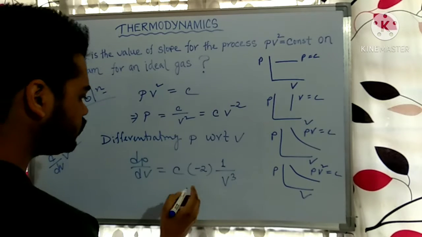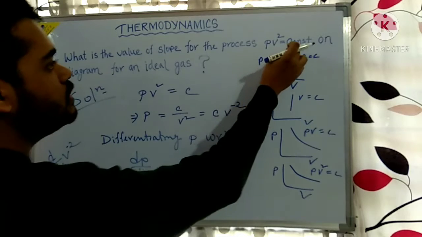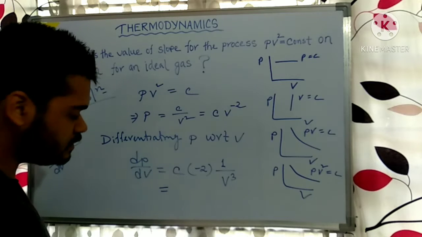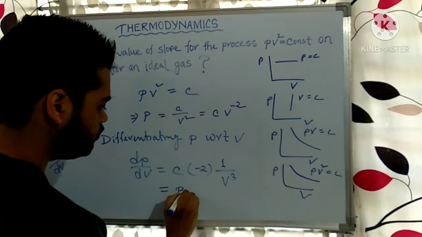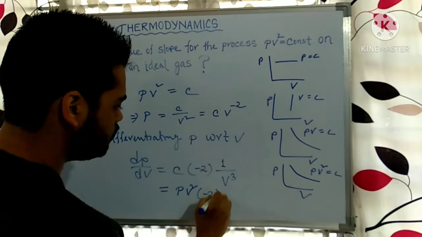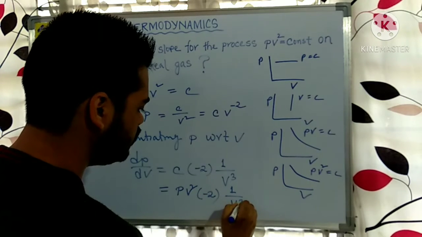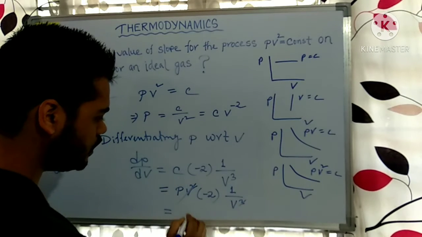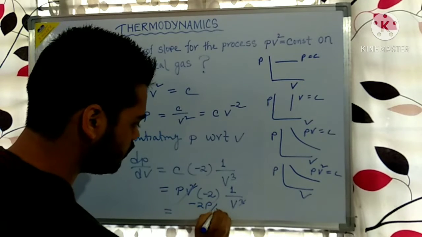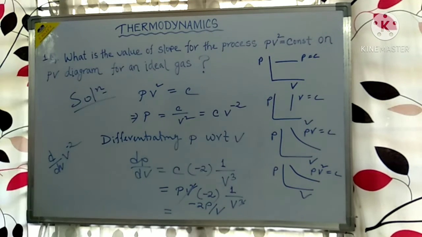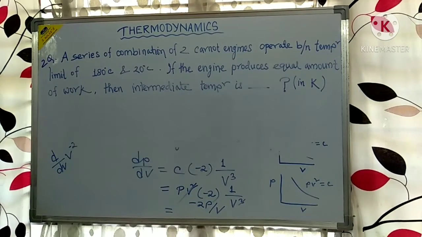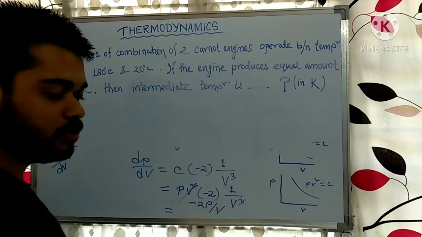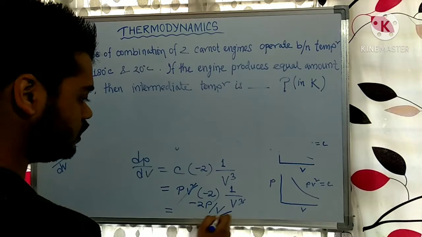Okay, now what is the value of C? C is constant, means PV square, right? So we can replace C with PV square into minus 2 divided by V cube. So if you simplify this, V square will cancel one V, so it will be minus 2P by V. This is the answer. So the solution for the first question is found to be minus 2P by V. Okay, so this is the final answer.